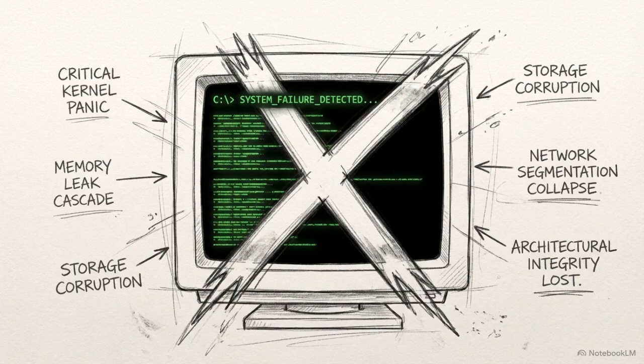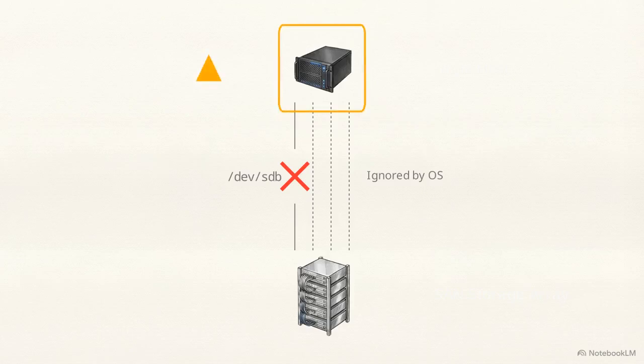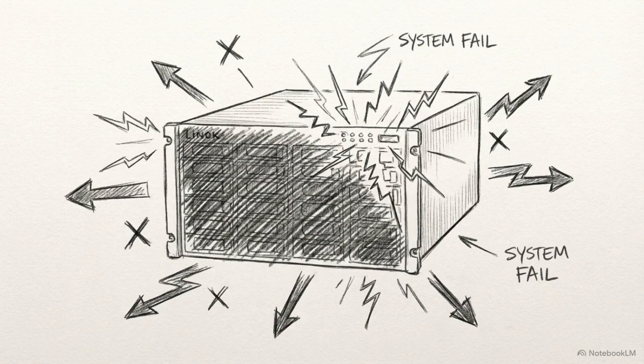But stopping here is a trap. If an administrator formats a file system directly onto SDB, they commit a catastrophic architectural error. Writing exclusively to SDB hard-codes the operating system to rely on only one specific physical pathway through the network. If a single switch or cable on that exact route fails, the server loses access to the disk. The database crashes instantly, rendering the multi-million-dollar physical SAN redundancy completely useless.